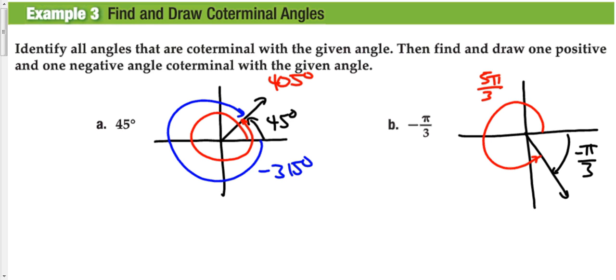And for my negative coterminal angle, to get a negative one, I have to go all the way around and then a little bit more. So this can be 2 pi plus another pi over 3, which is going to be 7 pi over 3. And those are my positive and negative coterminal angles. Coterminal, end in the same spot.